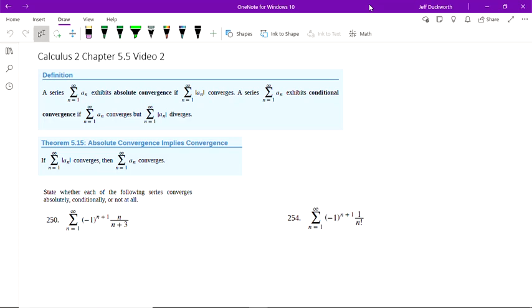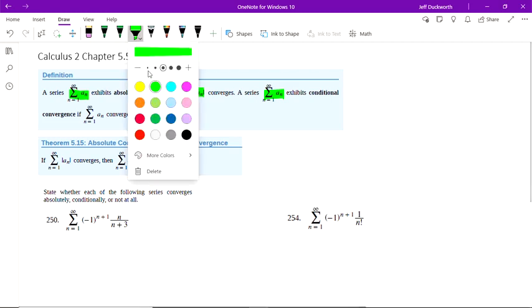All right, so we have a definition here. We have a series, the sum from n equals 1 to infinity of a_n, that exhibits absolute convergence if the absolute value of that converges. It may be that the absolute value doesn't converge, but just the sum converges. So if the sum converges, but the absolute value does not, then it's going to be conditional.